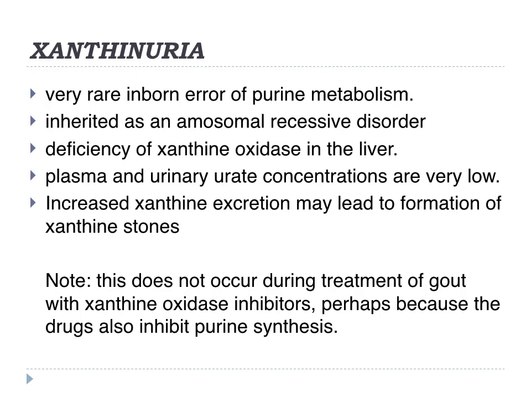Xanthinuria is another disorder of purine metabolism, not only hyperuricemia. It is very rare, but it is a genetic disorder inherited as an autosomal recessive disorder. Deficiency of xanthine oxidase in the liver. Plasma and urinary urate concentrations are very low. Increased xanthine excretion may lead to formation of xanthine stones. Note, this does not occur during treatment of gout with xanthine oxidase inhibitors, meaning in xanthinuria we do not have a problem with the defect because the drug also inhibits purine synthesis.